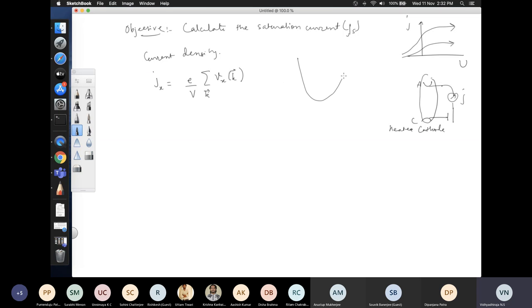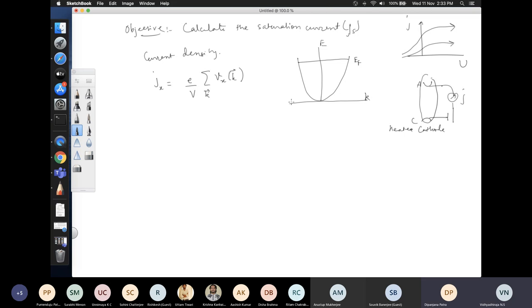Let me give you an example first. Let's say this is the dispersion of free electrons. This is what we started with, correct? This is E versus k, and this is for free electrons. What we also said is that there is a highest occupied level, which is EF. But in this model, k actually goes to infinity. There is no concept of a Brillouin zone. The concept of a Brillouin zone comes in only when there is a periodic potential. Otherwise, there can be k which can be infinite.